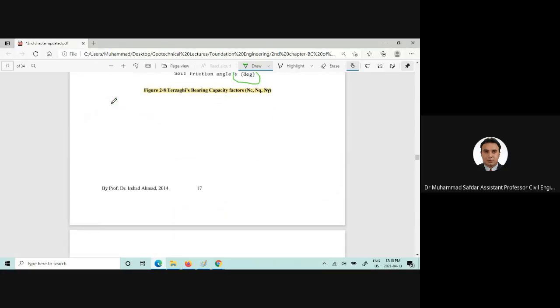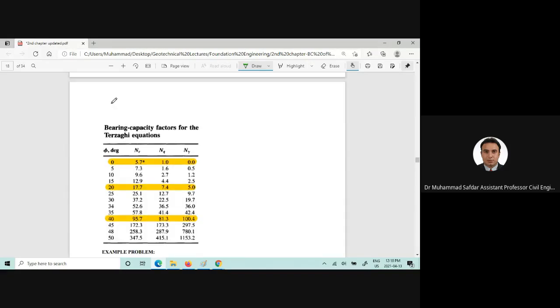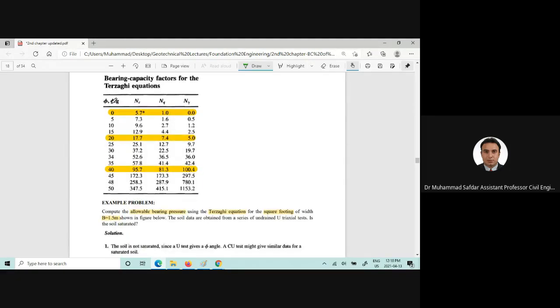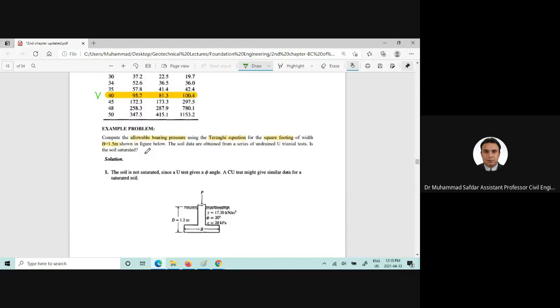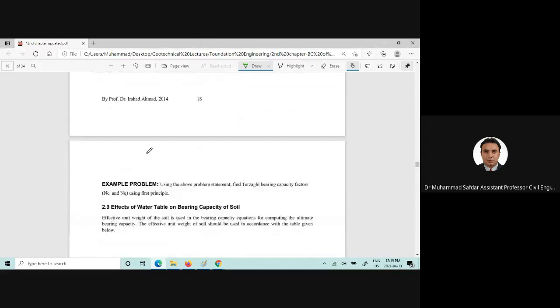Now this is the figure from where we can take the bearing capacity factors. If we want to find the bearing capacity factors using the tables, which is rarely given during the exam, and you are given the friction angles, these are the friction angles basically used in a few examples and problems which I have highlighted. You will solve examples in the next lecture.